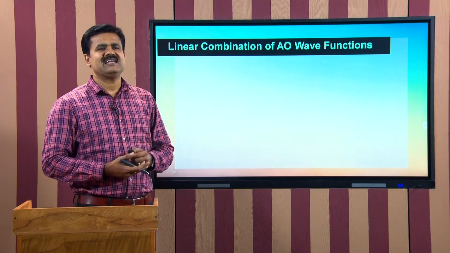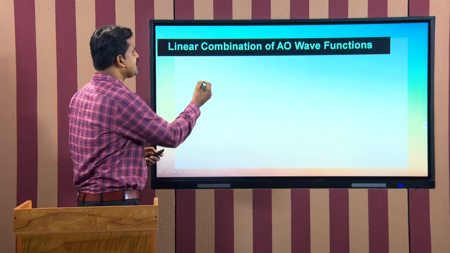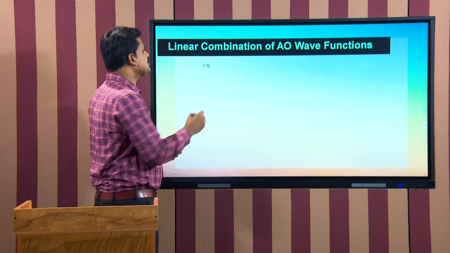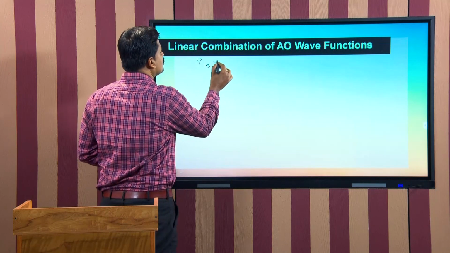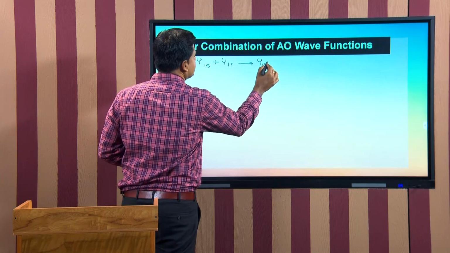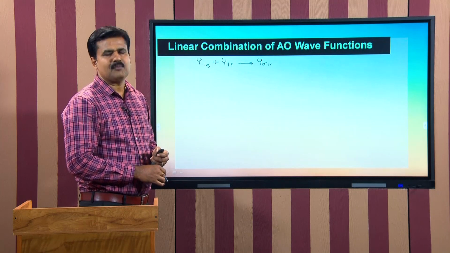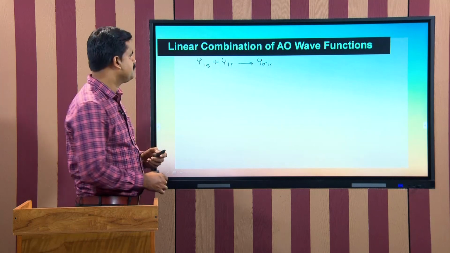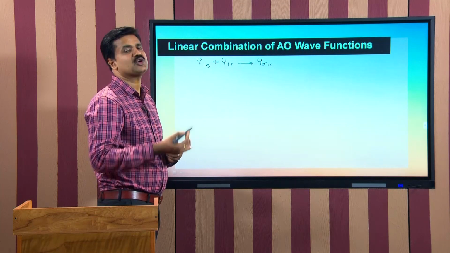We can now simply illustrate the linear combination of atomic orbital wave functions and we can proceed like this. First of all, we can take the 1s orbital. The 1s orbital can be represented by the wave function psi of 1s. When two psi 1s atomic orbital wave functions are added together, we get psi of sigma 1s. Here, psi of sigma 1s is the molecular orbital wave function corresponding to the molecular orbital sigma 1s. Here there is a positive sign and it simply represents linear addition combination.